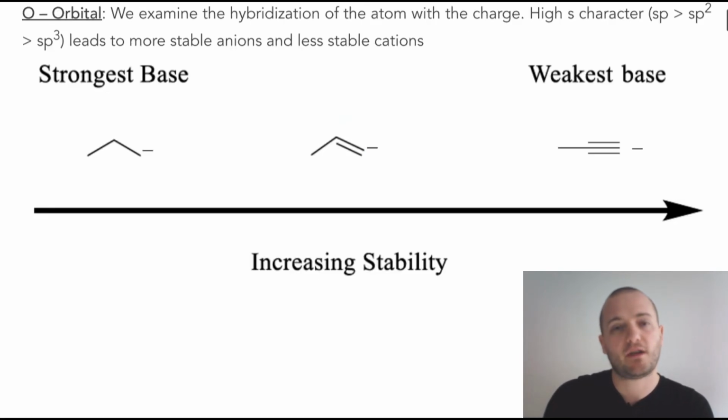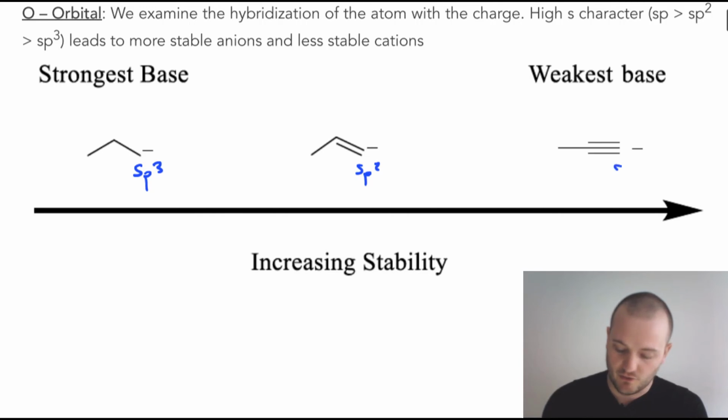If you've examined all the other factors and you still can't make a decision, then you can move down to O, which stands for orbital. Now I'm going to use alkane, alkene, and alkyne anions here to illustrate this. What we can see is that this species here has an sp3 carbon, an sp2 carbon, and an sp carbon. Now negative charges are more stable when they're on sp centers. And the reason for this has to do with the percentage of s character in those hybrid orbitals.